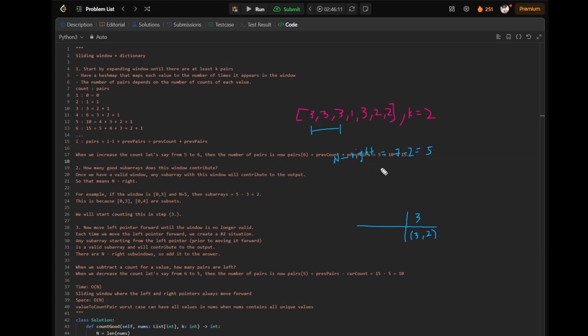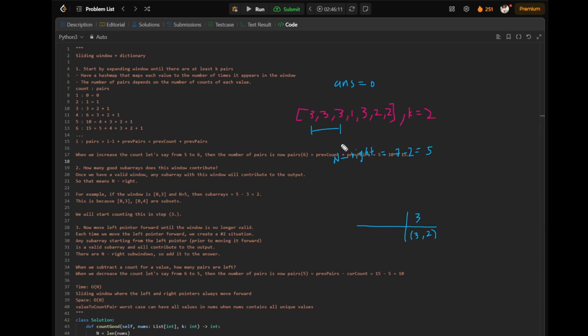So this would be what we add to our answer. Our answer starts out as 0, and we're adding the 5 extra combinations that this valid window provides to the answer. So let's not do this yet. We could do this as we move the left pointer forward. So in the next step, we want to move the left forward until it's invalid again. And each time we move it forward, we increment the answer by the contribution of this valid subset.